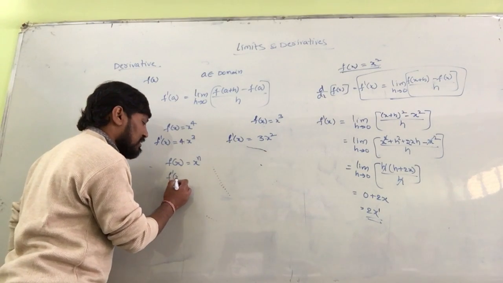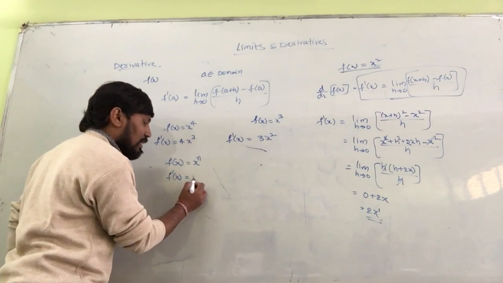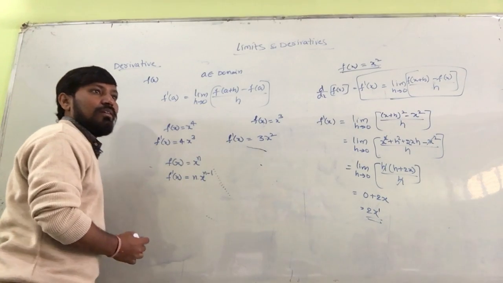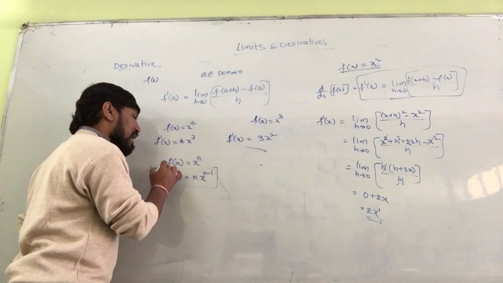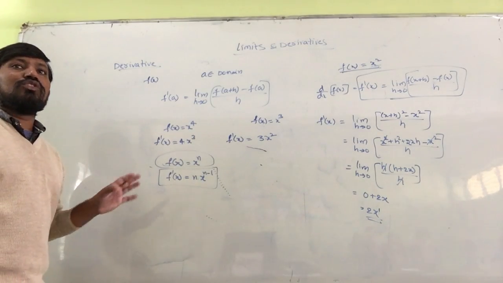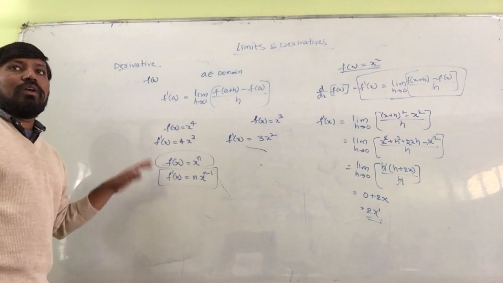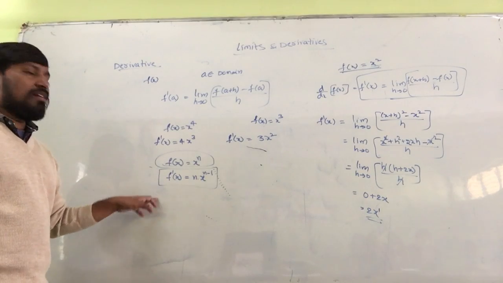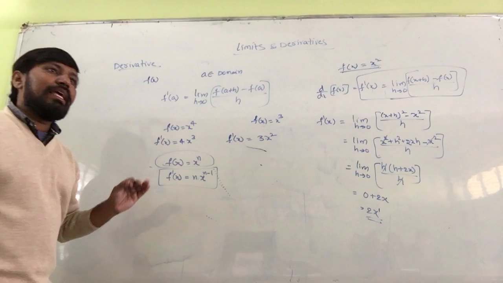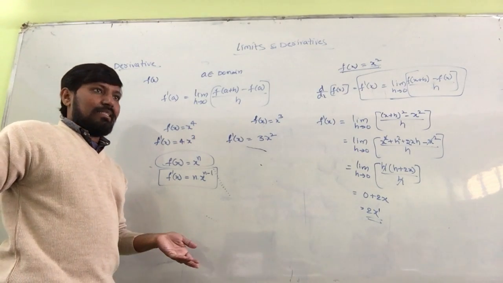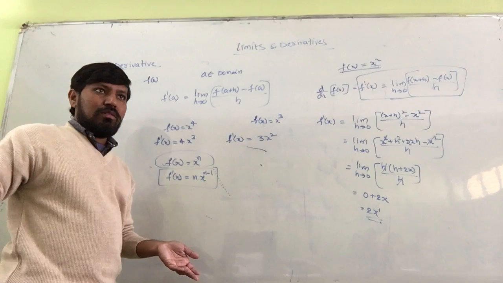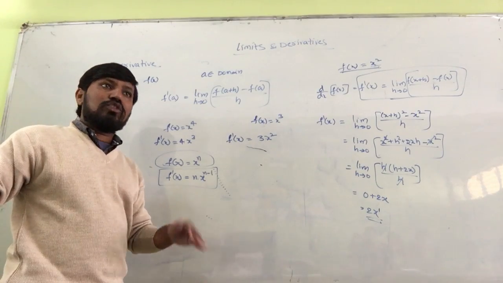f dash of x is equal to n into x to the power of n minus 1. So this is the base. Normally, the derivative of this one base function is useful to you. You are going to use it: d by dx of x to the power of n. In the same way, when you find the derivative of 1 by x, you get minus 1 by x square.